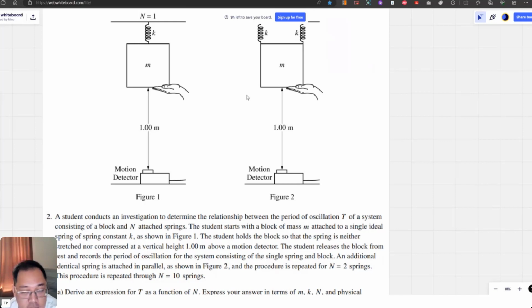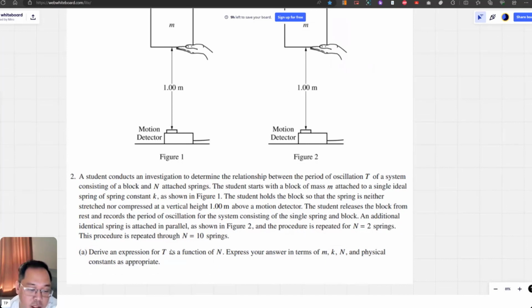An additional identical spring is attached in parallel in figure 2, and the procedure is repeated for n equal 2 springs. This procedure is repeated through n equal 10 springs. Derive an expression for T as a function of n, the number of springs. Express your answer in terms of m, k, n, and physical constants as appropriate.